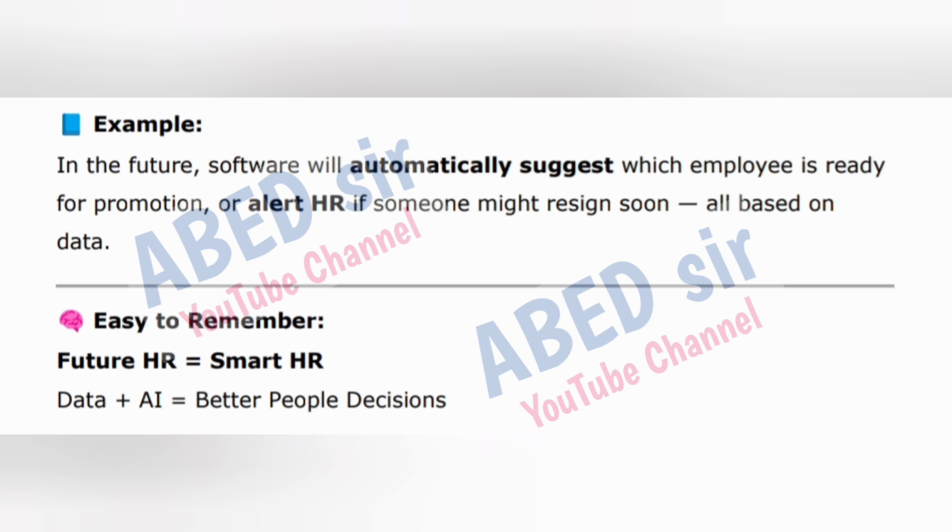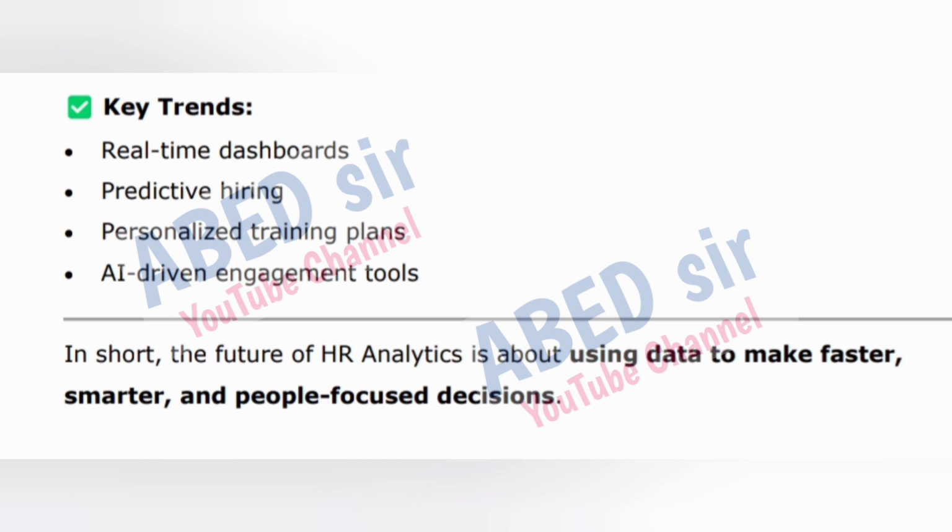Example: in the future, software will automatically suggest which employee is ready for promotion or alert HR if someone might resign soon, all based on data. Easy to remember: Future HR = smart HR. Data plus AI = better people decisions. Key trends: real-time dashboards, predictive hiring, personalized training plans, AI-driven engagement tools. In short, the future of HR analytics is about using data to make faster, smarter, and people-focused decisions.